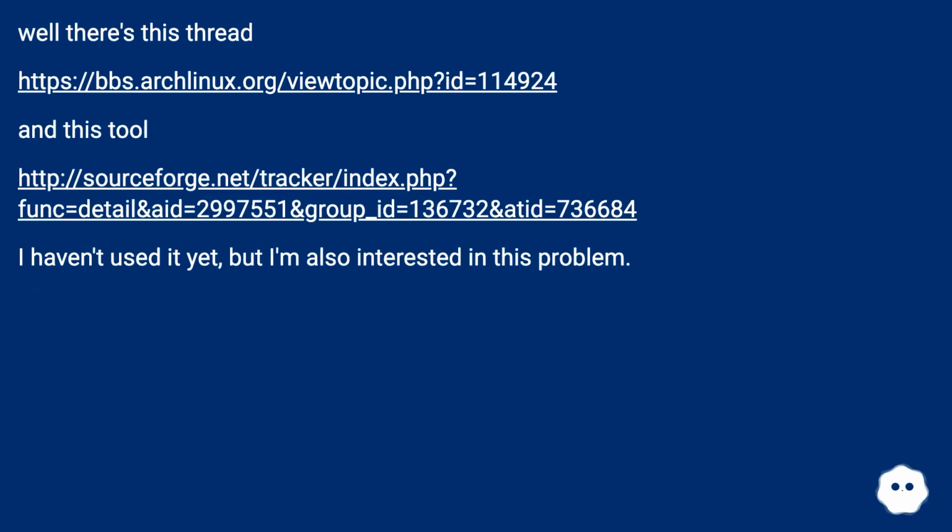Well, there's this thread, this URL, and this tool. I haven't used it yet, but I'm also interested in this problem.